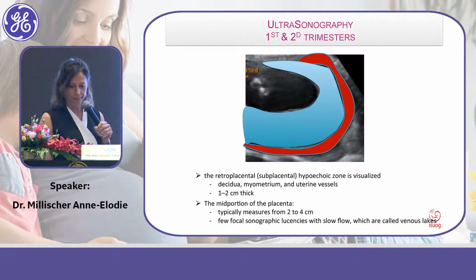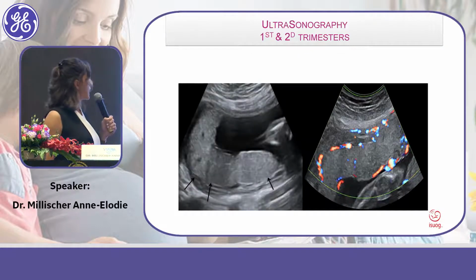One characteristic that is very important is this vascularization underlying the placenta, as you can see here.